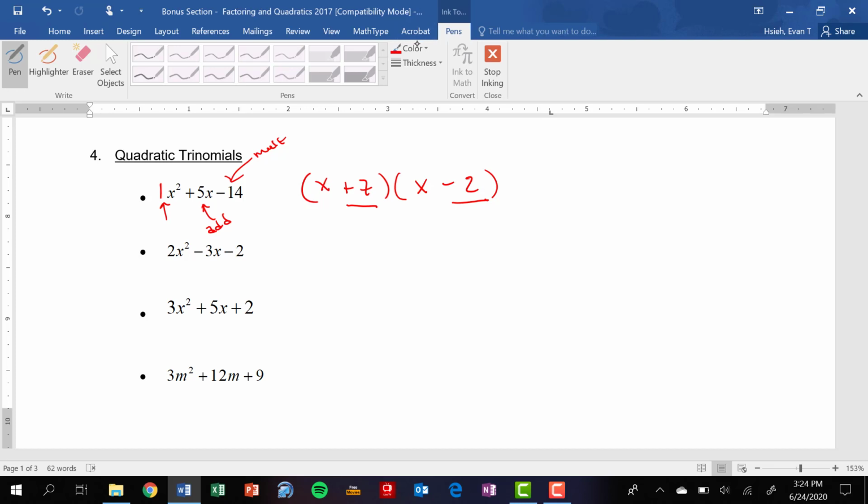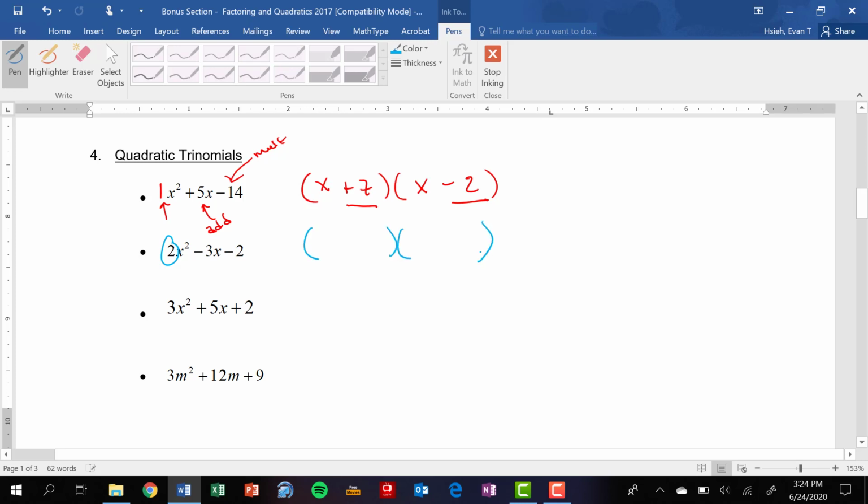Now, it becomes trickier when there's a 2 in front of the x squared. It's not a 1. So I'm going to use guess and check. If you have some special method, I've seen kids do something with the box method, I use good old guess and check. So I ask myself, what is going to give me the 2x squared? Well, it's got to be 2x and x here and here.